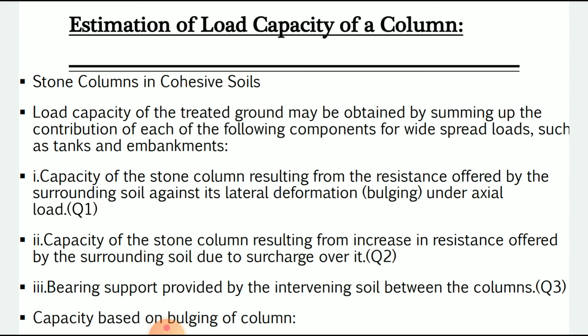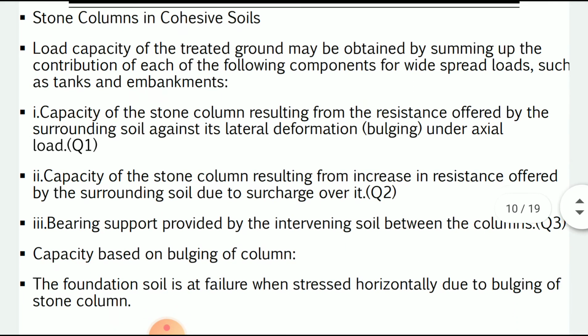So the load capacity of the treated ground may be obtained by summing up the contribution of each of the following components for widespread loads such as tanks and embankments. First of all, the capacity of the stone column resulting from the resistance offered by the surrounding soil against the lateral deformation, that is nothing but the bulging under the axial load, that is your Q1. Then what Q2 and Q3 are, we have to see in detail.